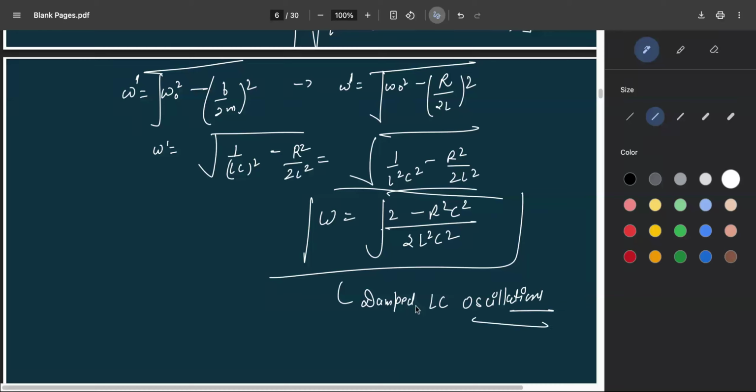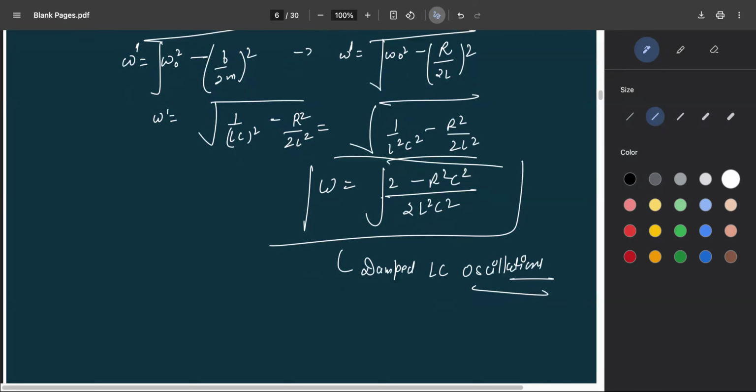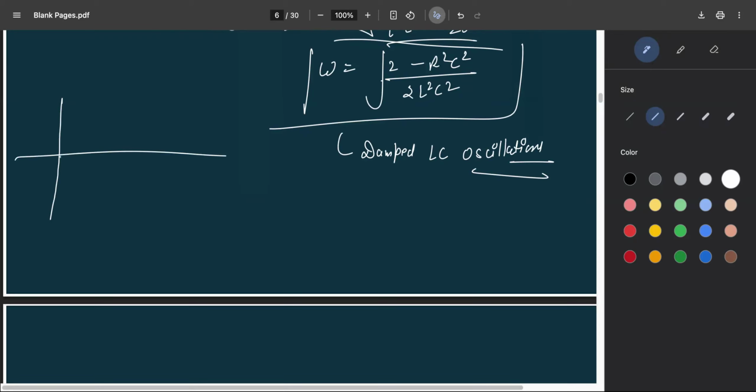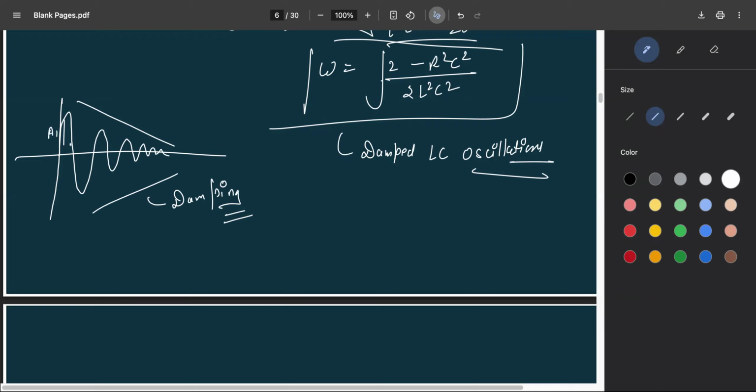If you're clear with it, that's fine; otherwise you can let me know. Is it clear? Yes. So how will the graph look? We are saying it is an oscillation, so in general the oscillation graph looks like this. It is never going to end, but it is damped. It means initially you will have it like this, then this, converging at a point. This is amplitude A1, this is A2, this is A3, this is A4, and so on. So A1 is greater than A2, greater than A3, greater than A4, and so on. Then it is damped.